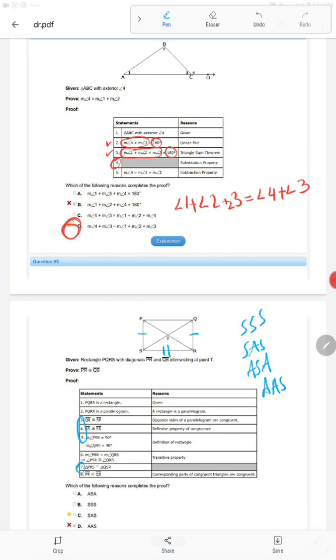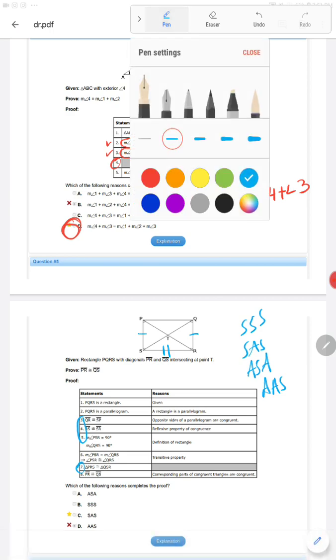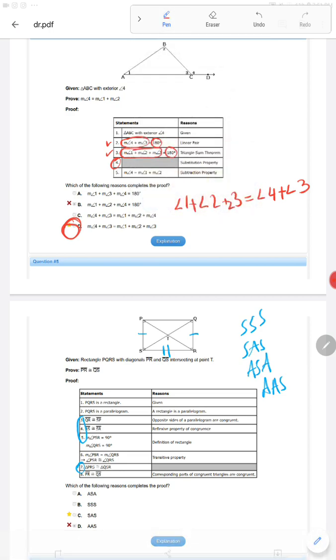And then in step 5, I have two 90 degree angles. I'm going to mark those angles with another color and then see what kind of pattern I have. This is what you should do whenever you have a proof question. If segments are given congruent, just mark them on the figure. It would make it easier for you to realize what kind of pattern you have.